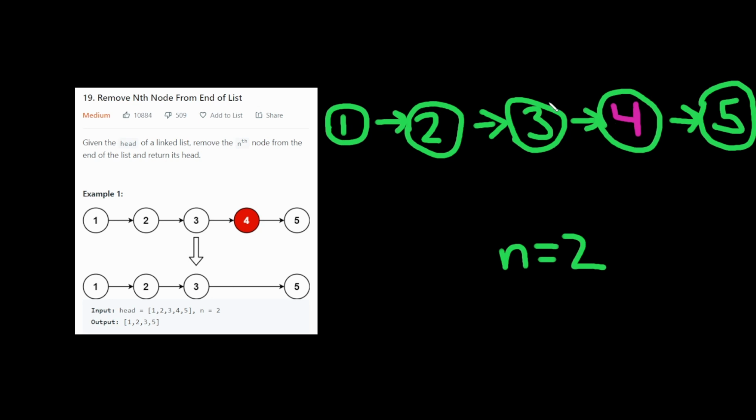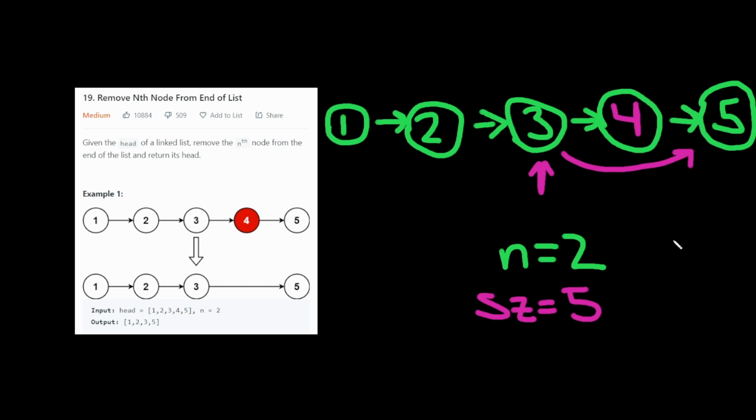Well, it would be to go through the list once and get the size of the list. So in this case, size would be equal to 5, and go through it again. Once the pointer reaches size minus n minus 1, so in this case 5 minus 2 minus 1, basically the element before the element we want to remove, we simply set its next to equal its next next. So this is equal to this pointer.